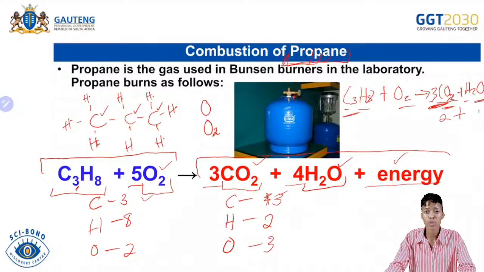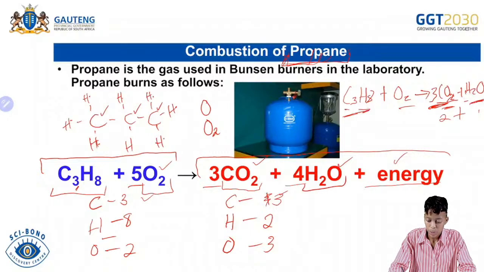So from there you move on to the next one. You can either move on to the hydrogen or you can move on to the oxygen. But let's look at the hydrogen. I can see that on the left hand side I have 8 hydrogens. And then on the right hand side, how many hydrogens do I have? I have 2 hydrogens. So what is it that you can do? You can therefore add a big 4 on the right hand side.